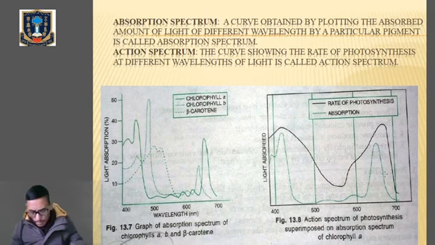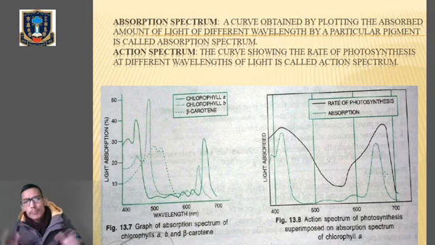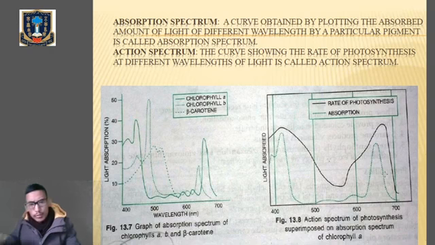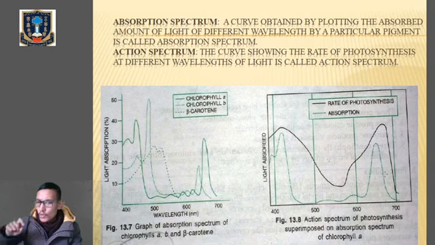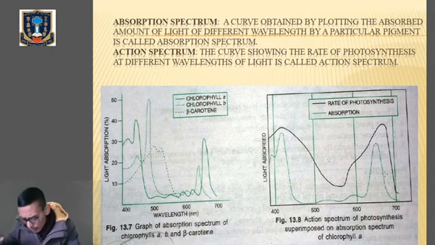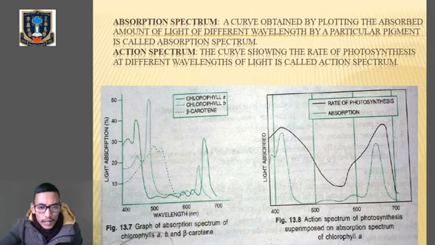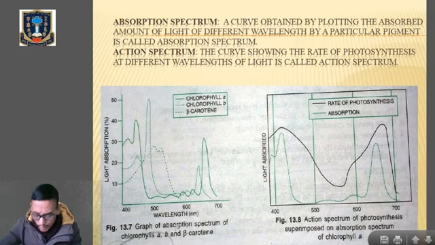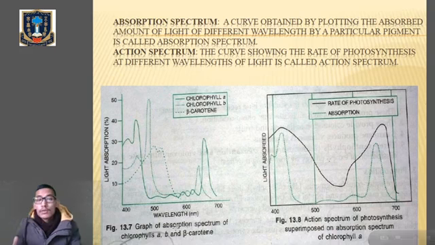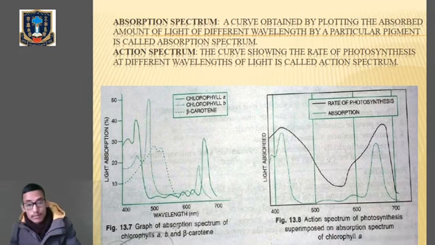Different pigments that help in photosynthesis absorb light of different wavelengths. Clear? This can be shown in a graph. You can see it in figure number 13.7, the graph that shows the light which is absorbed at different wavelengths. This is the one. So here we are going to discuss the terms absorption spectrum and action spectrum.